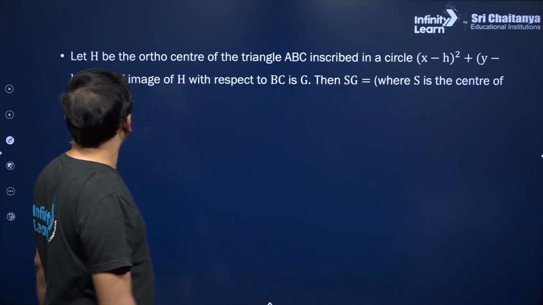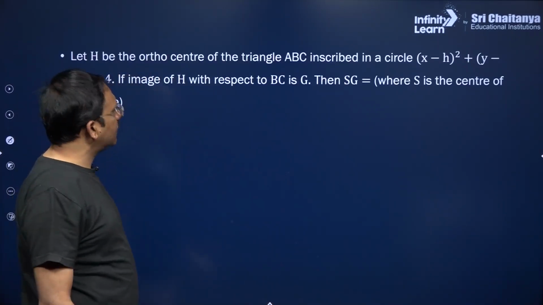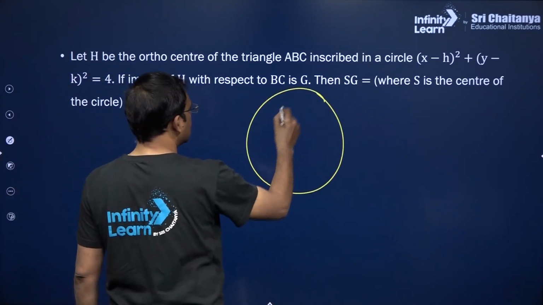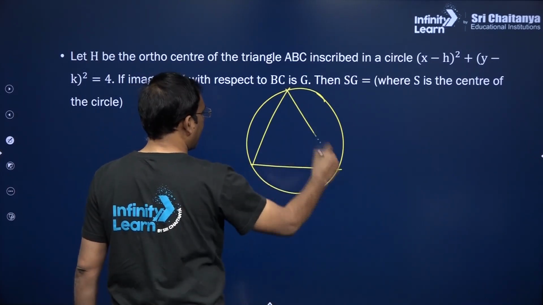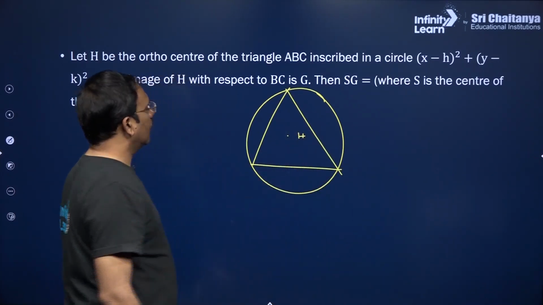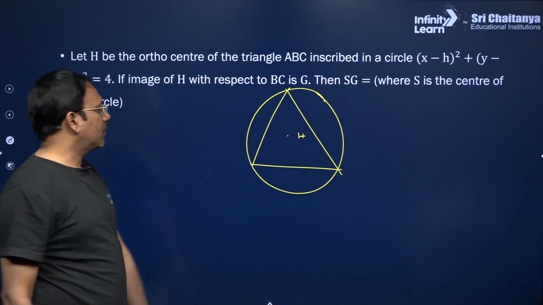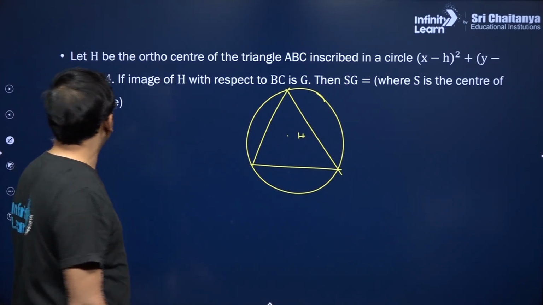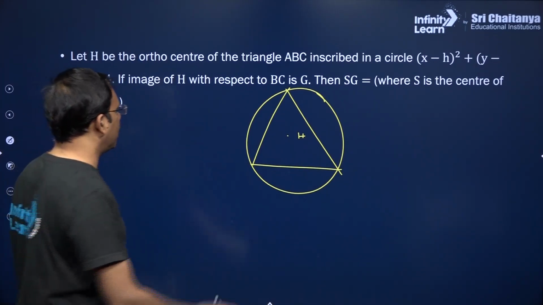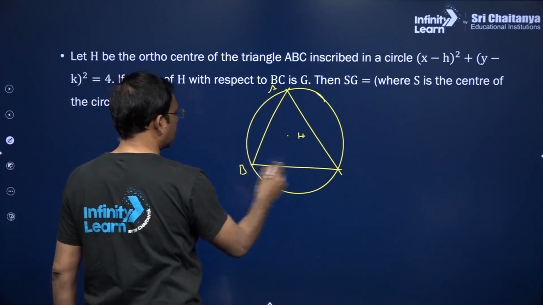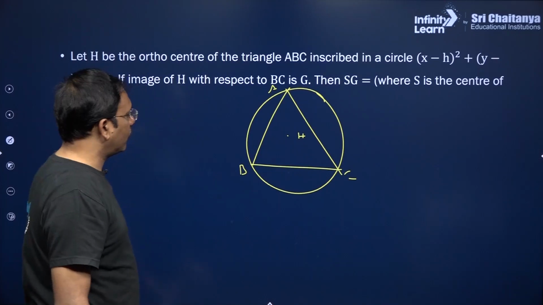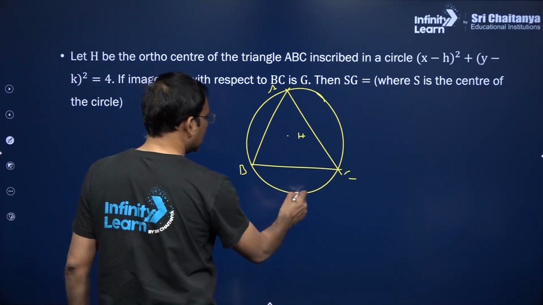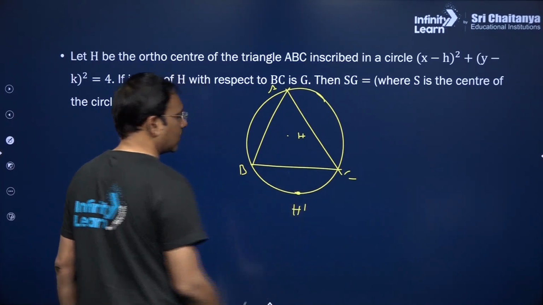Next, if H be the orthocenter of the triangle ABC inscribed in a circle with center h comma k, radius 2, my dear friends. Now, if the image of h with respect to BC, the resultant property of a triangle that we observe is the image of this h about the x axis, that means about BC, will lie on the circumcircle, h dash you can call.